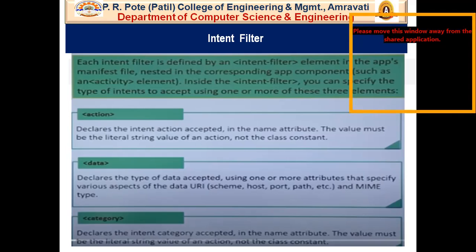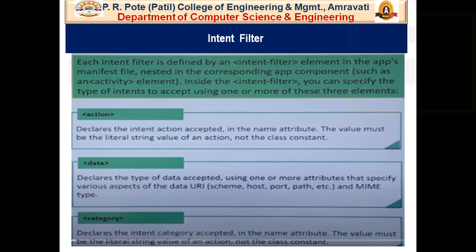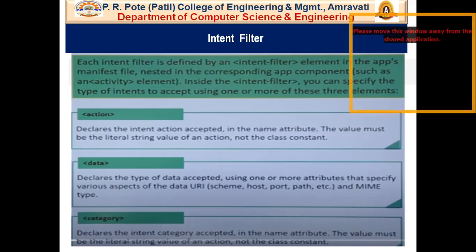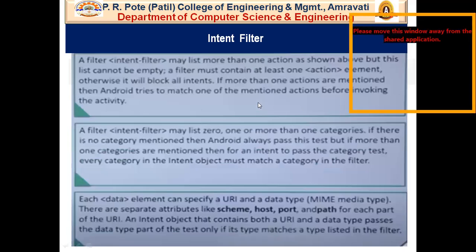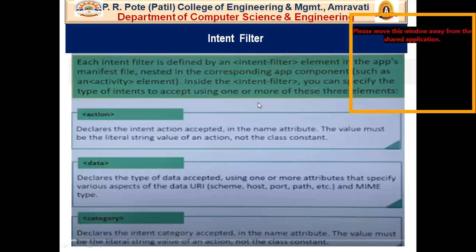It declares the intent category accepted, in the name attribute. The value must be the literal string value of an action and not the class constant. It means that, as you have seen, we define an action in such a way: android:name, and then we pass the action name that we want to have.